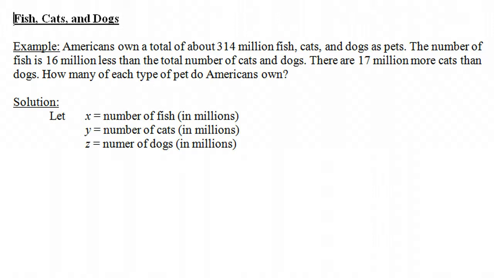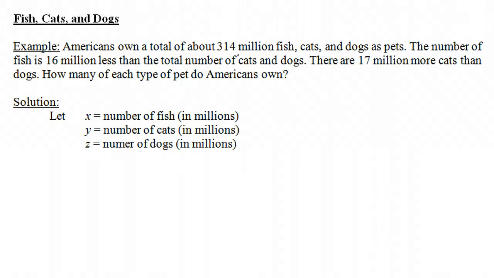There are 314 million fish, cats, and dogs as pets. The number of fish is 16 million less than the total number of cats and dogs. And there are 17 million more cats than dogs. Okay, and the question is, how many of each type of pet do Americans own?